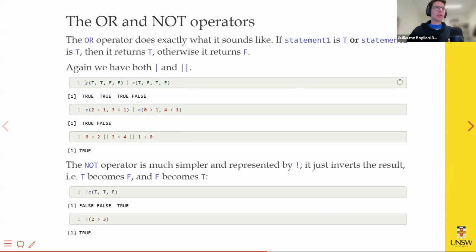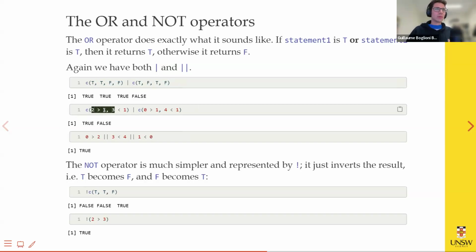But let's just review this quickly. Again, it's element by element. So true or true, that's going to be true. True or false, that's going to be true. False or true, that's going to be true, because again, at least one of them is true. And then false or false, both of them are false. This is the only case you're going to get a false when you use the or operator.